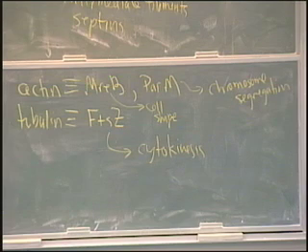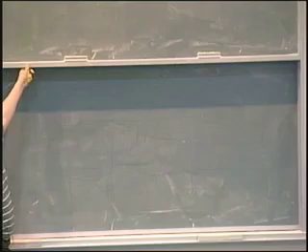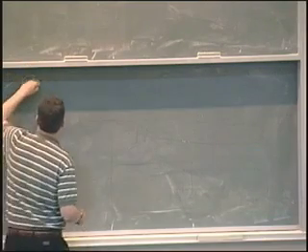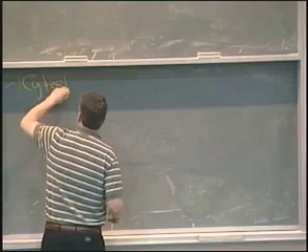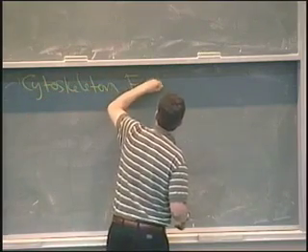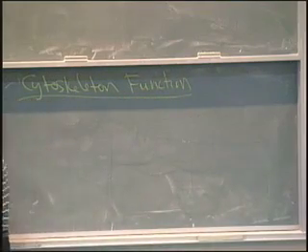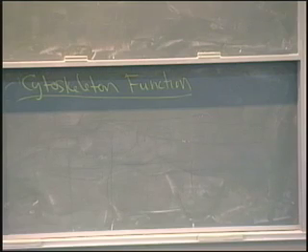Okay, so then what are the functions of the cytoskeleton? And now, henceforth, we shall talk about the cytoskeleton in eukaryotes. So what are the functions of the cytoskeleton? Well, one function is in cell shape.